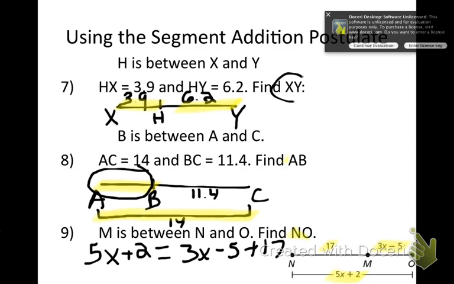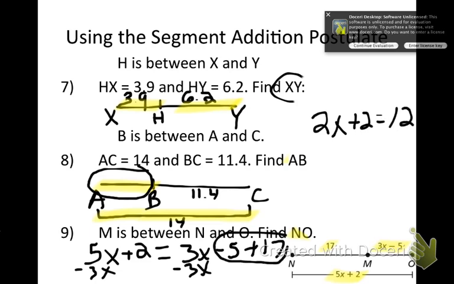From there I need to solve equations. Anytime I solve equations, I want to get my variables on the what, Peyton? Same side. Okay, so I'm going to subtract 3x, giving me 2x plus 2 equals 12, because I can combine negative 5 plus 17 equals 12. From there, it's a two-step equation. What will be next, Drew? Subtract 2. Giving me 2x equals 10. Now I do what here, Jersey? Divide by 2, and I get x equals 5. Thank you, Johnny.